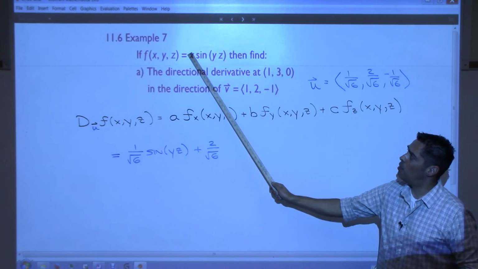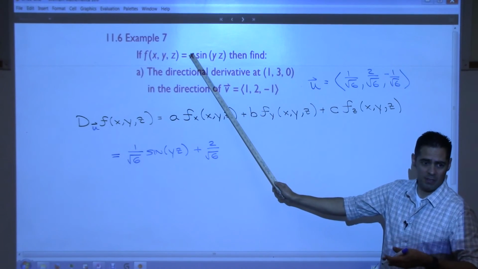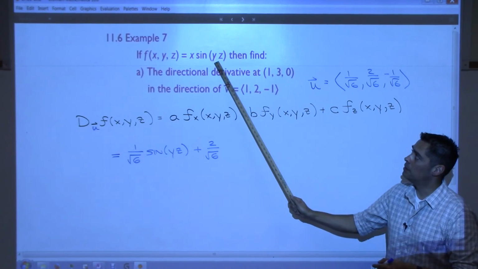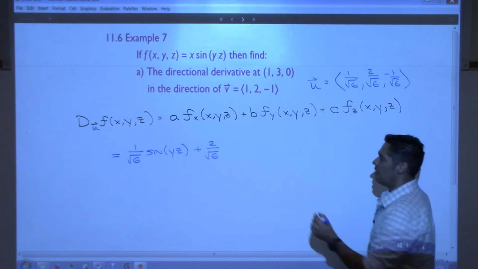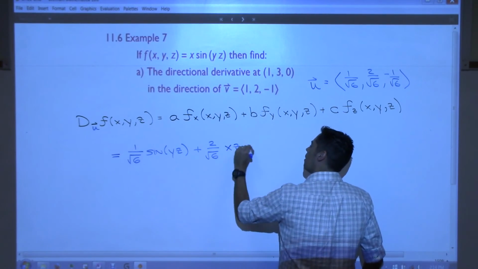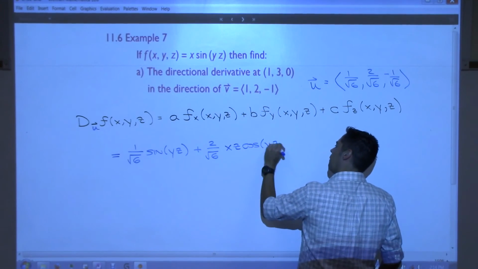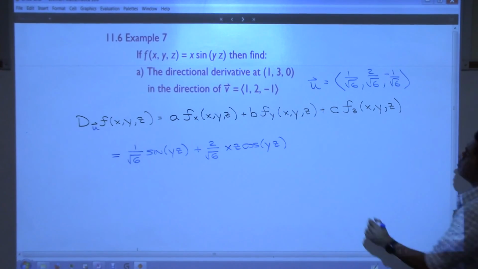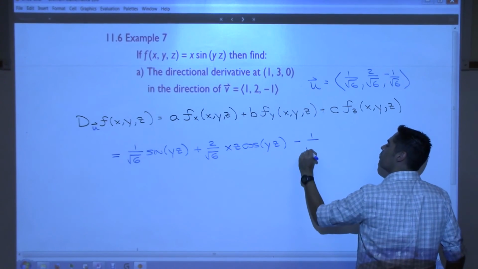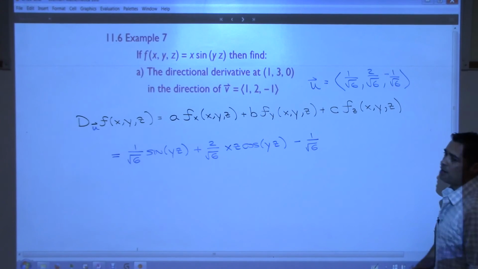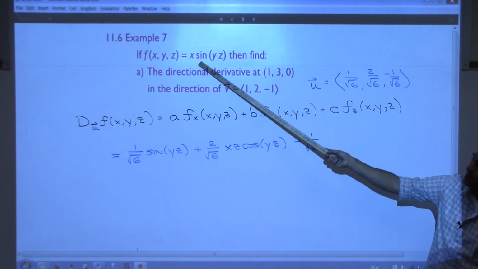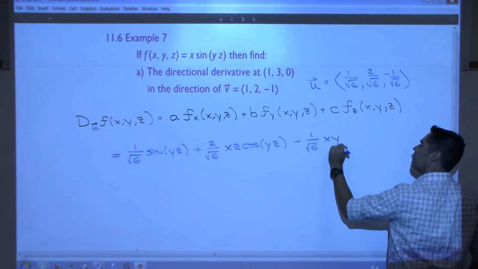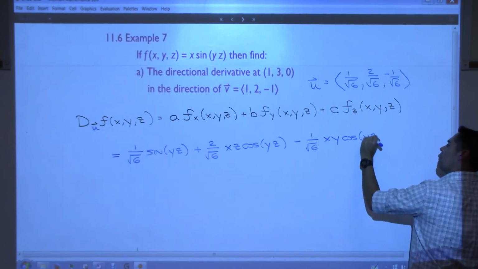What's the derivative of sine of yz? Cosine yz. Then the derivative of what's inside with respect to y? z. So it's actually going to be xz cosine yz. Plus c, which is minus 1 over root 6. And now the derivative of this with respect to z: xy cosine yz. Good.